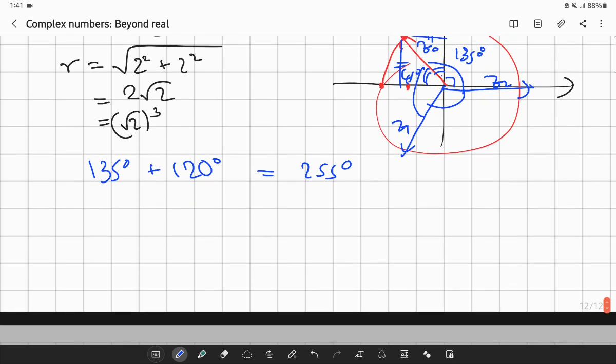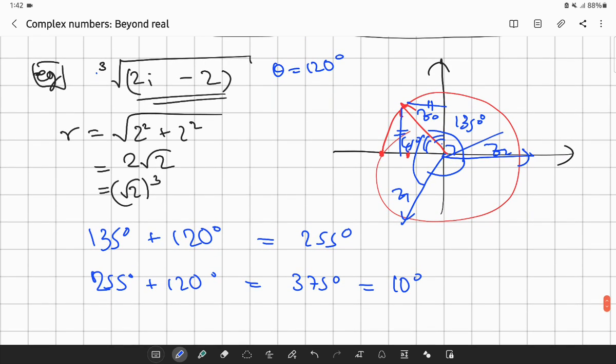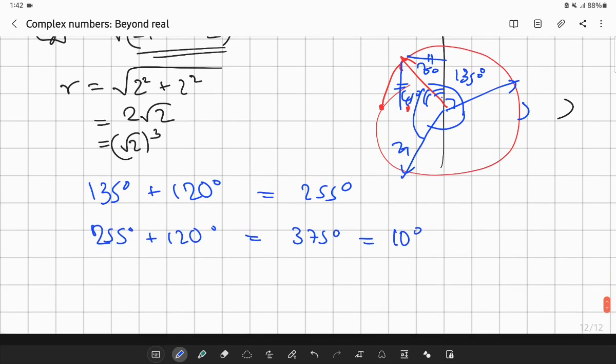And then I have 255 plus 120, which is simply 375 degrees. This is nothing but 365 plus 10 degrees, if I'm correct. Yeah, makes sense, 10 degrees. So this will be slightly over here. My figure is a bit wrong, but you get the idea.